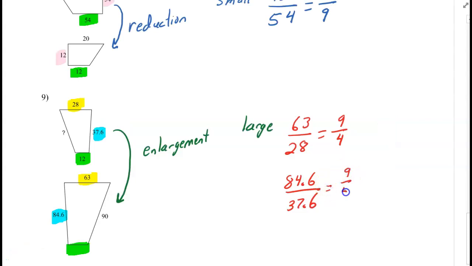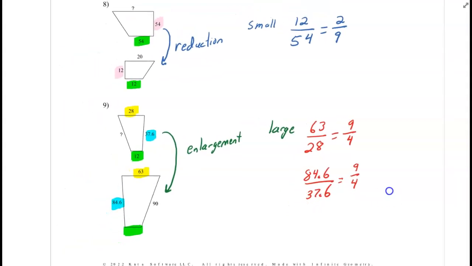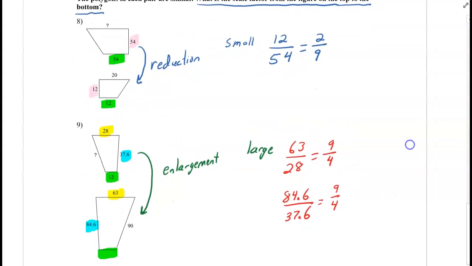So the learning target today was to determine the scale factor between two figures. You find the corresponding sides and you divide the two lengths. If it's a reduction, you want the small number in the numerator. If it is an enlargement, you want the larger number in the numerator.